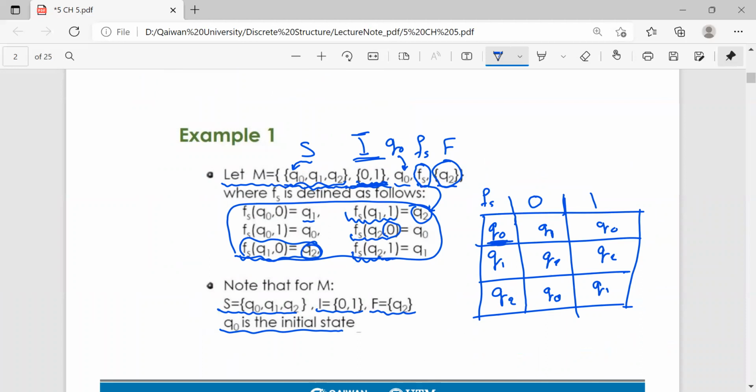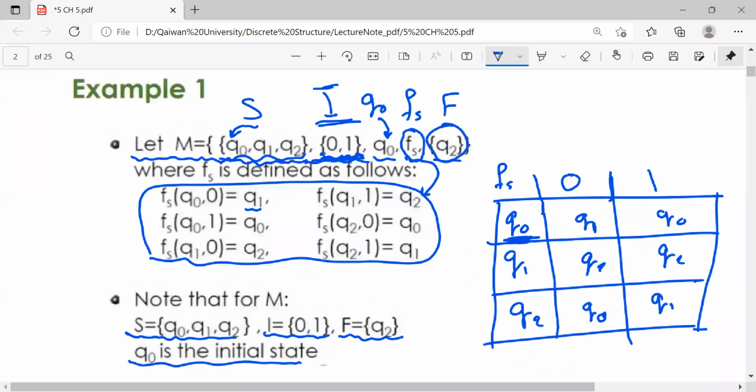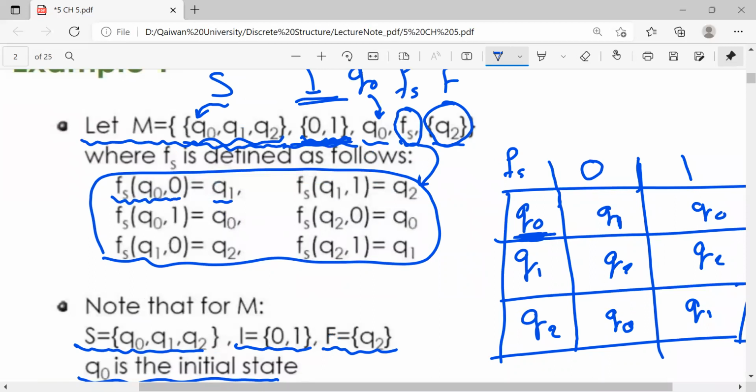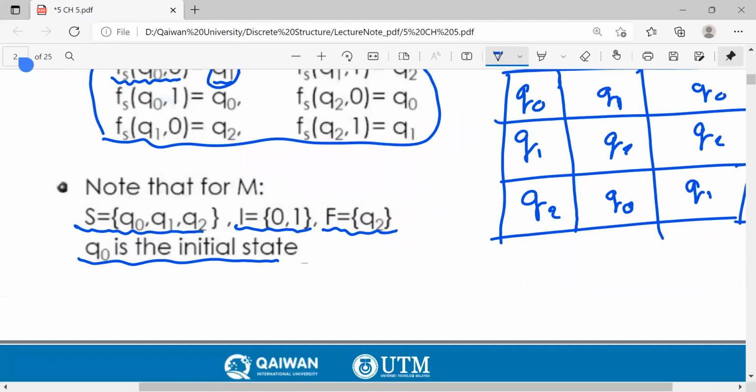First, you write down the inputs above and the list of all states on the left-hand side of the table. Then you find each of them. F of Q0 and zero is Q1. It's all given, we just write them down. As you see, F of Q0 and zero: this is Q0, and this is zero. That means in this space, we must have Q1. Okay, take it slow. We'll solve some examples later.